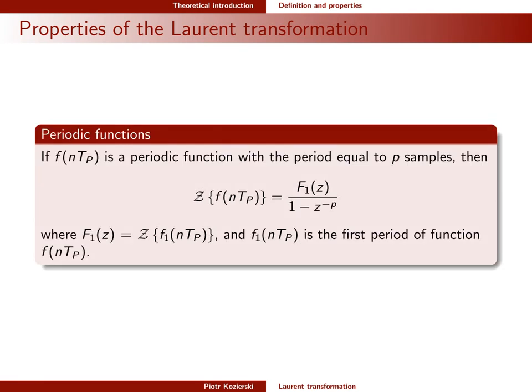The next property concerns the periodic function. If we want to calculate the Laurent transform of a periodic function, we first need to calculate the Laurent transform of the first period of the function, and then we should use the presented formula. The small p in the denominator denotes the length of the period, that is, the number of samples.